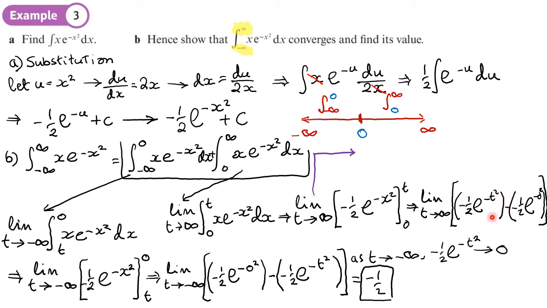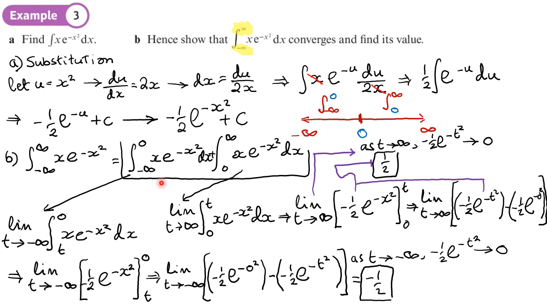Now for this bit here, as t approaches infinity, that's going to get bigger, and this whole thing is going to approach 0. So we're only going to be left with this bit here. So as t approaches infinity, this whole bit in the first bracket, negative a half e to the minus t squared, is going to approach 0. So that means this whole thing evaluated just becomes, well, we've got negative a half, so it just becomes a half. Yeah, so this is for the second bit.